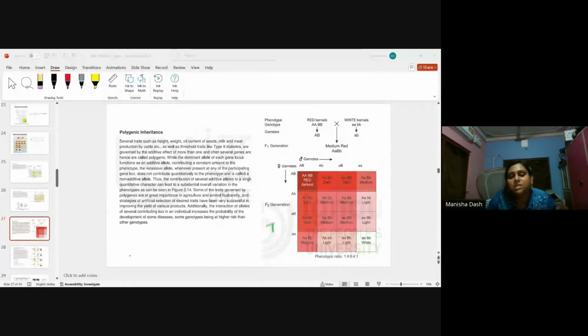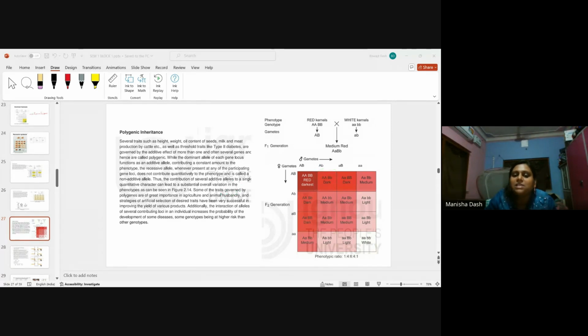But in certain cases, as the number of dominant genes increases, the character expression increases. If you observe here, there are 4 dominant genes, and each gene contributes to a certain character, so the phenotype is darkest red here. As the number of dominant genes decreases, the character also decreases. From dark, as here the number of dominant genes is only 3.